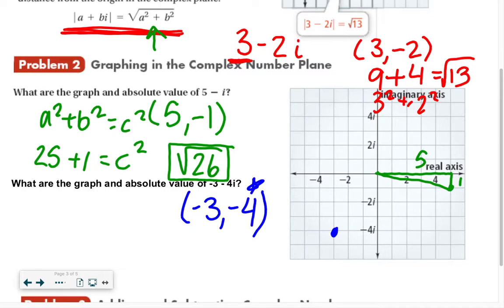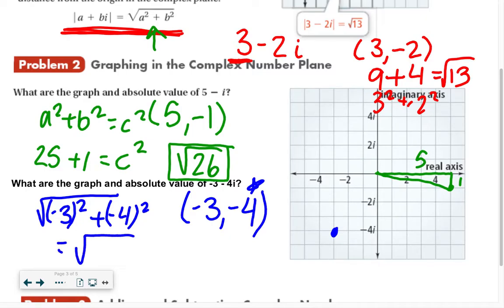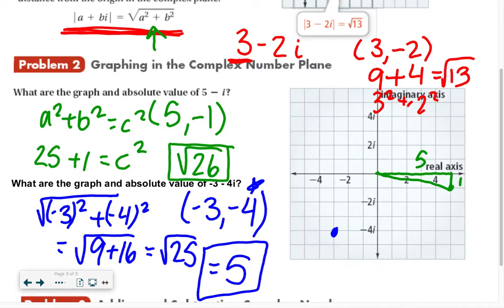Let's use the formula this time to figure out our absolute value. I have the square root of, what should I put in for a? Negative 3. So negative 3 squared plus what should I put in for b? Negative 4. Well, it is negative 3 squared, 9. What's negative 4 squared? What's 9 plus 16? 25. What happens? Square root it. And my absolute value is 5.